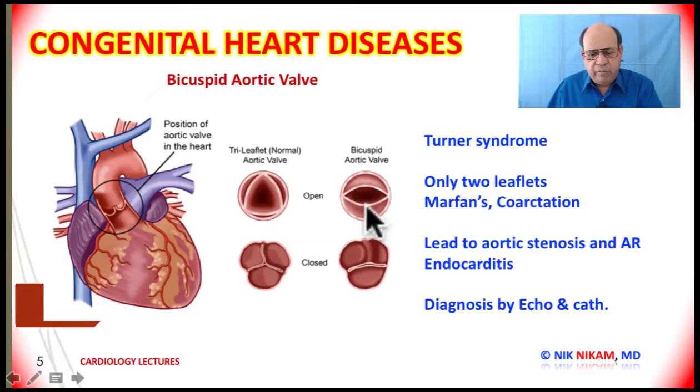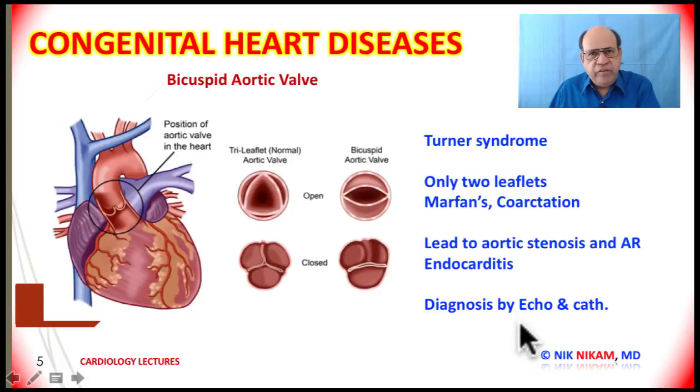Bicuspid aortic valve, because of its shape, can lead to increased turbulence, which can lead to valve problems as the person gets older. These valves are defective, so they can develop aortic stenosis or aortic regurgitation, and bicuspid aortic valves are also prone for endocarditis. Hence, it is important to consider endocarditis prophylaxis in patients with a documented evidence of bicuspid aortic valves.